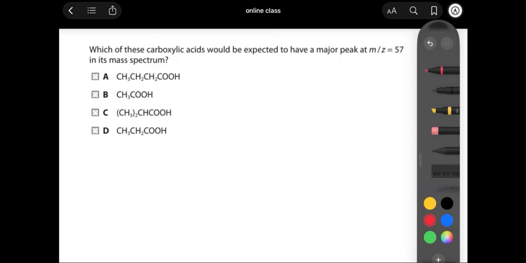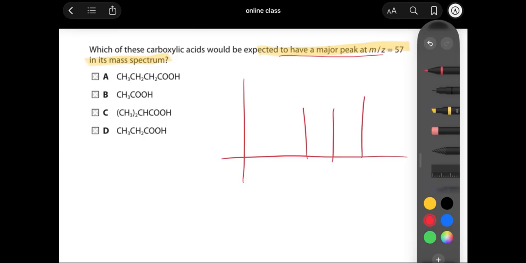So it says, which of the following carboxylic acids would be expected to have a major peak in its mass spectrum? A major peak doesn't mean the M plus one or the last peak. It tells you that one of its peaks, one of the fragments, a major peak, is the one which is the tallest one, the tallest peak.